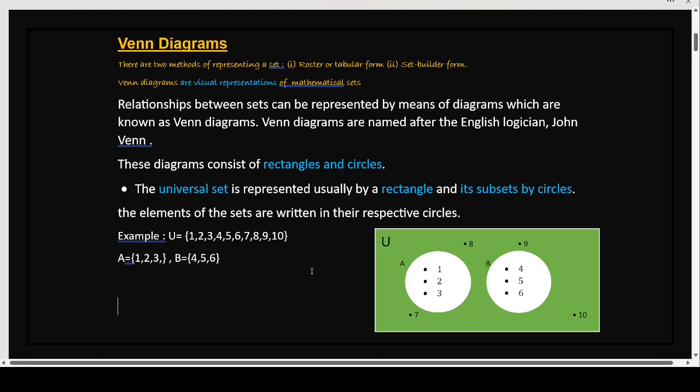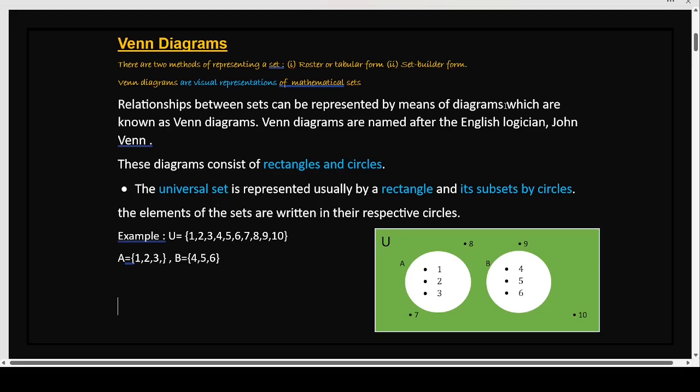We learned in the previous classes how to represent sets. There are two ways, roster or tabular form and set builder form. Now we'll see visual representation of mathematical sets: how to represent the sets and their relationship pictorially, that means through a diagram.